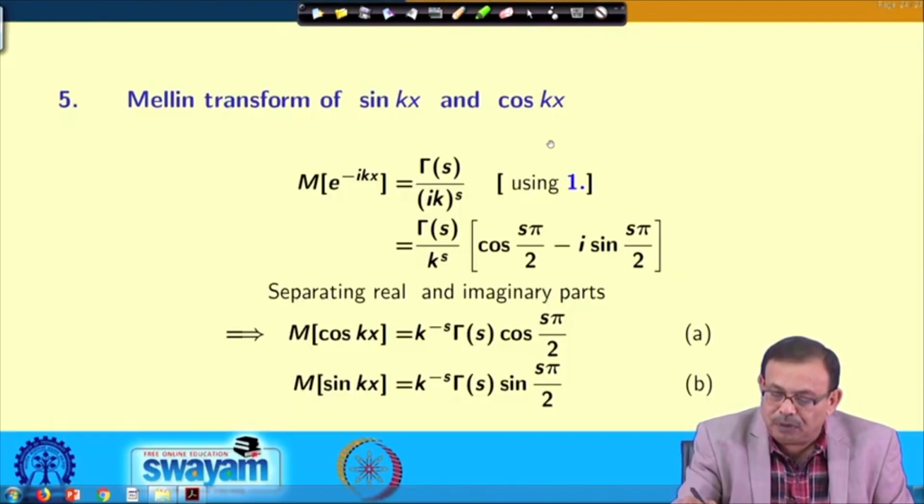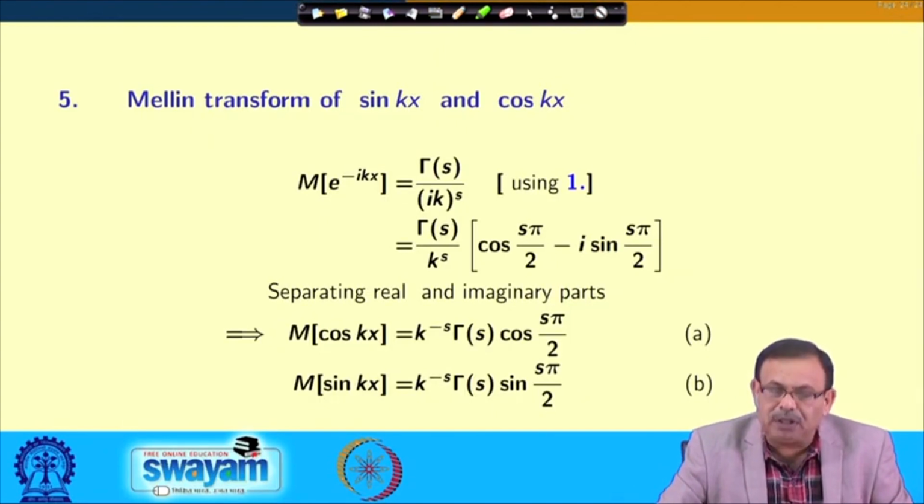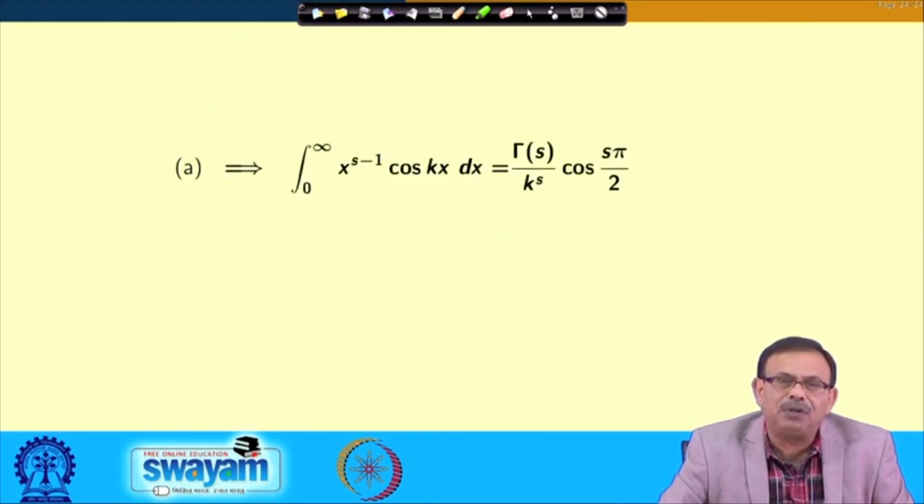So, we have done up to this. We evaluated this separating the real and imaginary parts, the Mellin transform of cos kx and sin kx. Now the Mellin transform of cos kx is integral 0 to infinity x to the power s minus 1 cos kx dx, whose value we have evaluated.